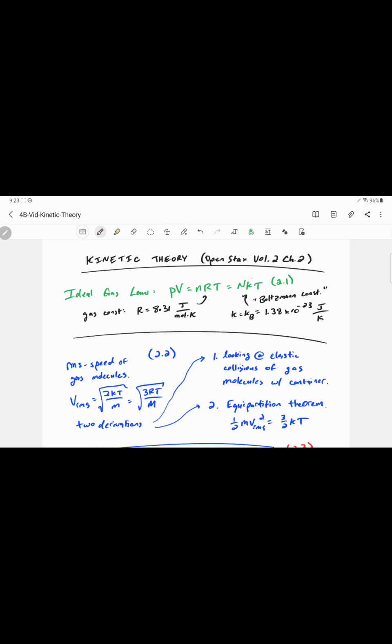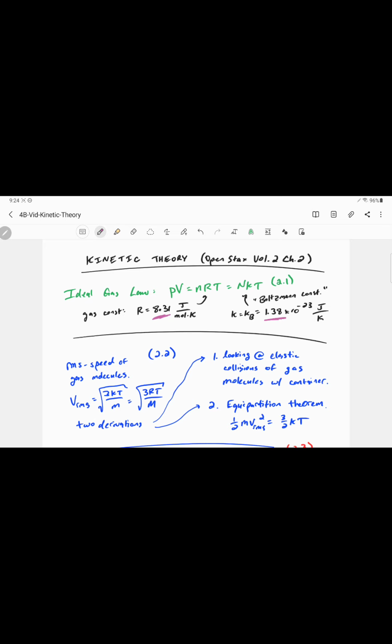You can also write PV equals NkT, where capital N is the number of molecules of gas, so a really, really big number, and then times Boltzmann constant, a really, really small number. A lot of books and a lot of people keep the subscript B, but a lot of times I don't write it. So whether you see it with the subscript or not, the lowercase k is Boltzmann's constant.